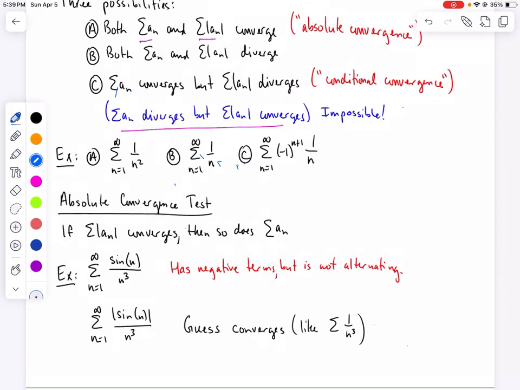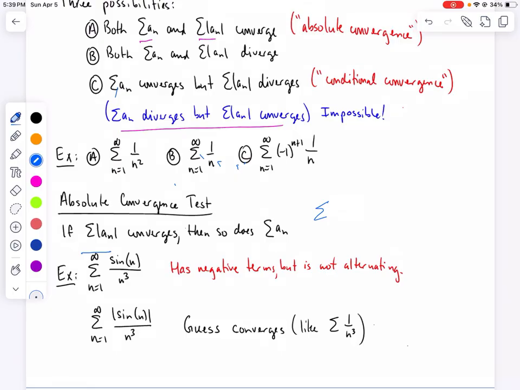Then we have the absolute convergence test. First we learned what we mean by absolute convergence. Now the absolute convergence test is basically that if you are given a series, the summation of a_n, and you look at the series, the summation of the absolute value of a_n, then if this series of absolute values, or all positive values, converges, then the original series will also converge.